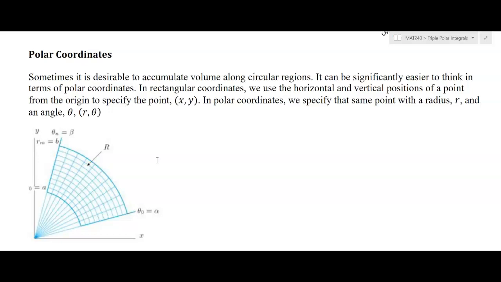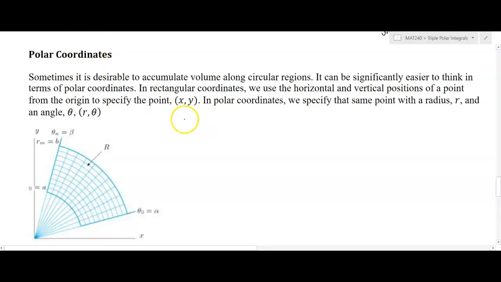terms of polar coordinates. In rectangular coordinates, we use the horizontal and vertical positions of a point from the origin to specify the point xy. In polar coordinates, we specify that same point with a radius r and an angle theta. So we specify it as a radius and an angle.